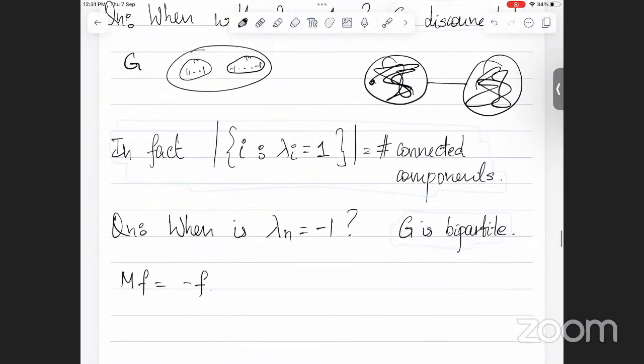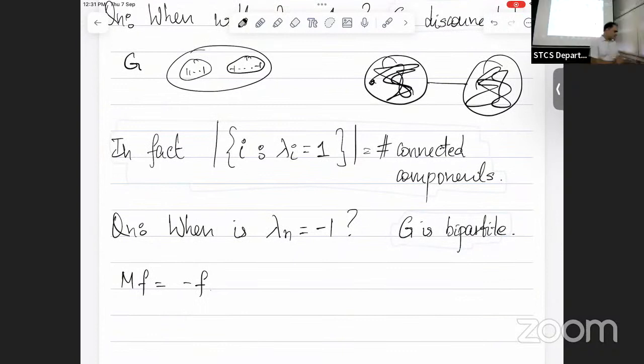Of course, it doesn't say that this is an if and only if. Like, yeah, so this is also an if and only if. It is? Yeah.